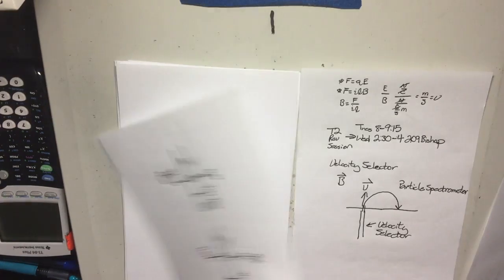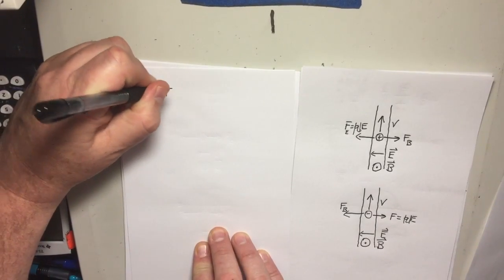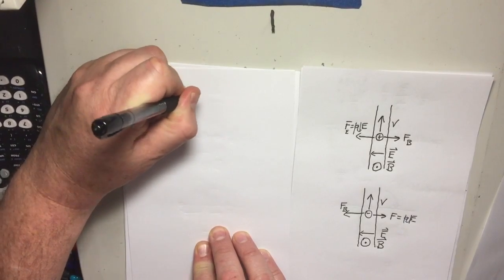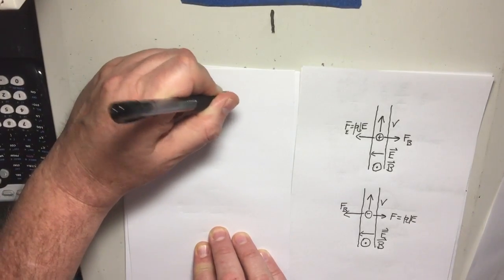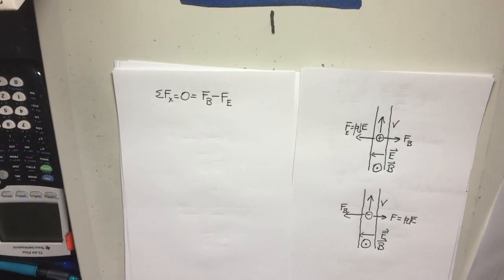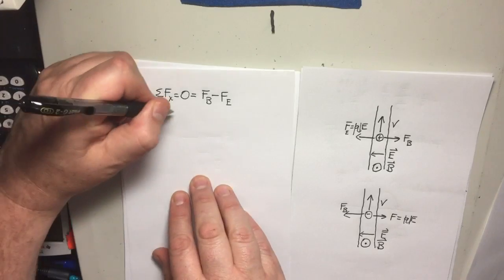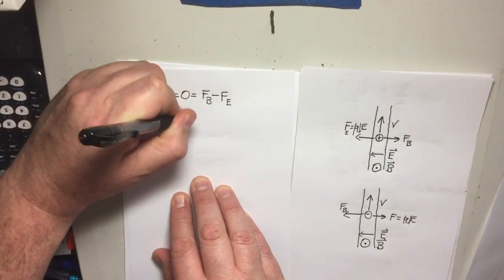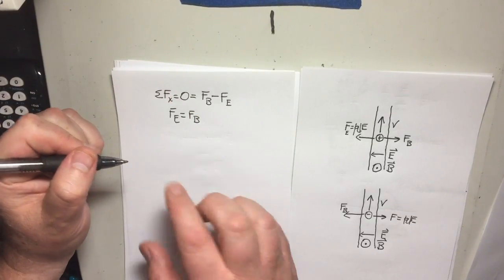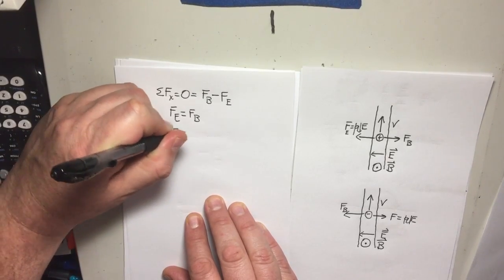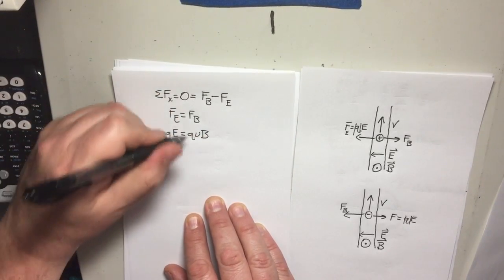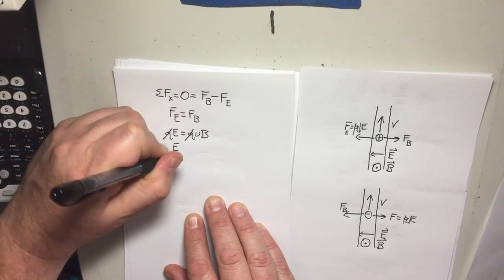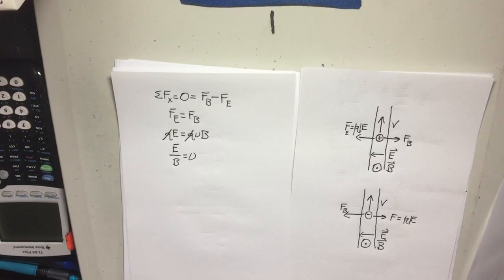What we do is we look for the situation where the sum of the forces in X is 0. So it doesn't really matter about the sign. All that matters is that they're opposite. FB minus FE, FE minus FB, it doesn't matter because FE will equal FB. Now the force of a charge in an electric field is QE. The force on a charge in a magnetic field is QVB. So E over B is V. And so that's how you get the velocity.